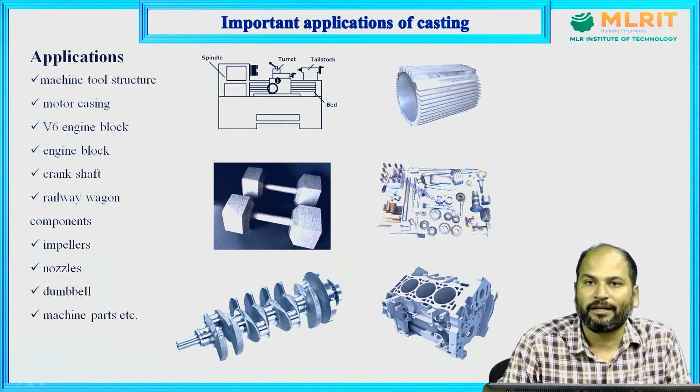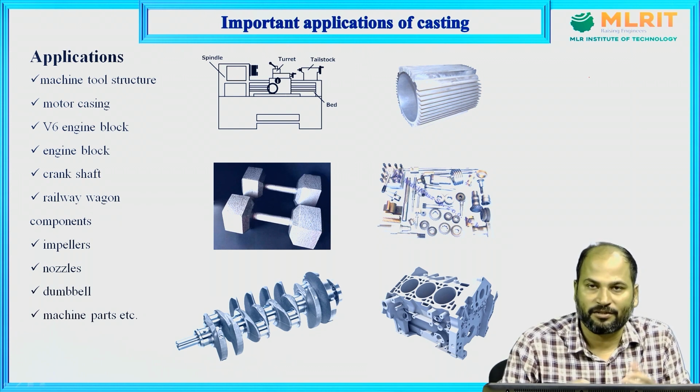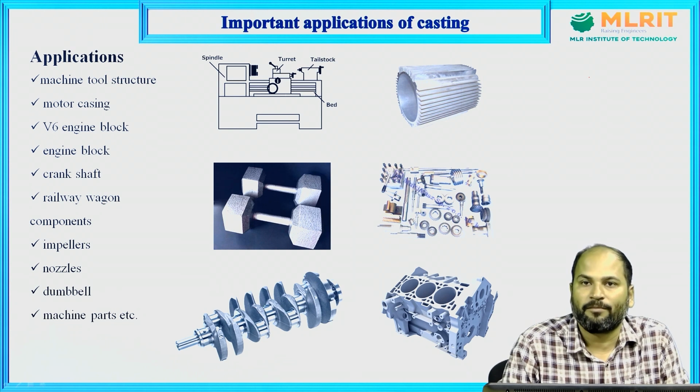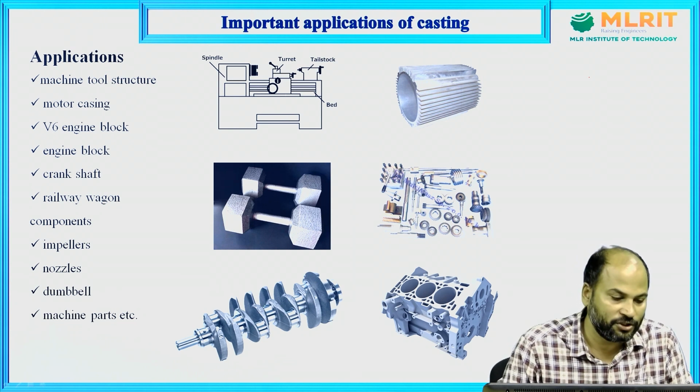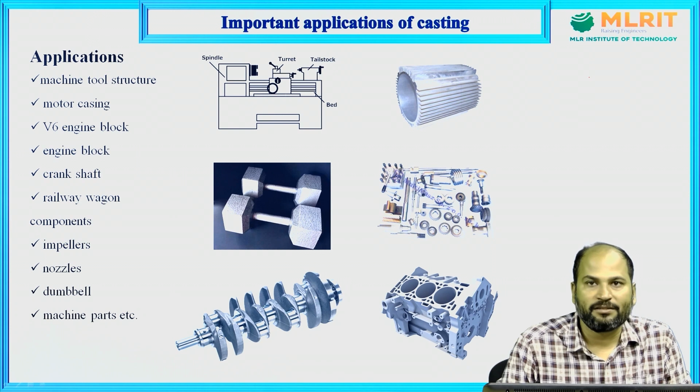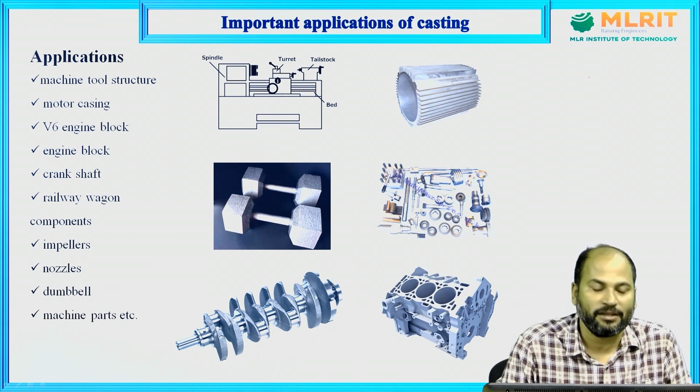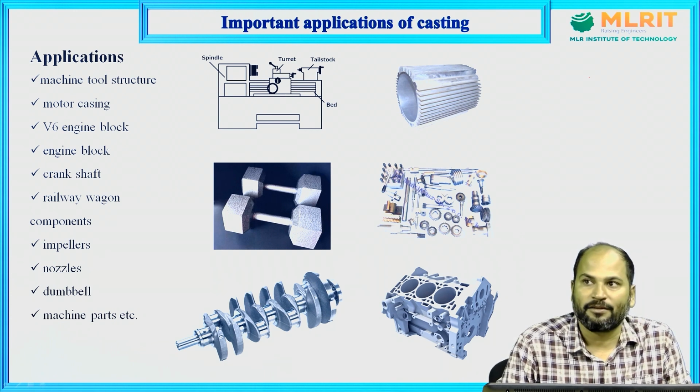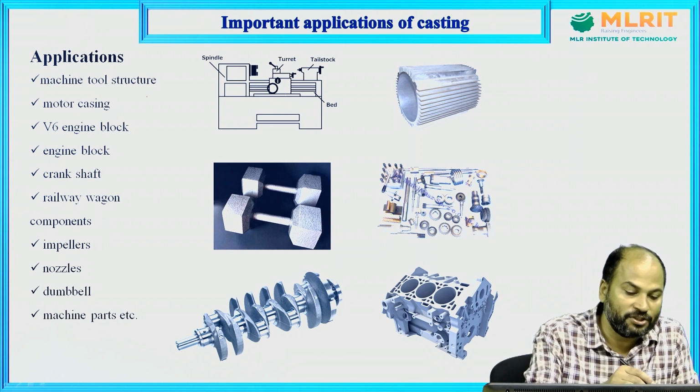It doesn't matter what kind of machine it is, generally the structure, especially the base, is made up of casting. The reason is, during machining, vibration is the major issue. If we do not dampen that vibration, there will be problems, and dimensional inaccuracy may occur during the machining. So to overcome this, generally the base of the structure, whatever machine we are using, is of cast material. So the first application is machine tool structure.